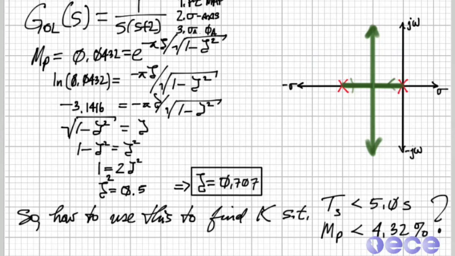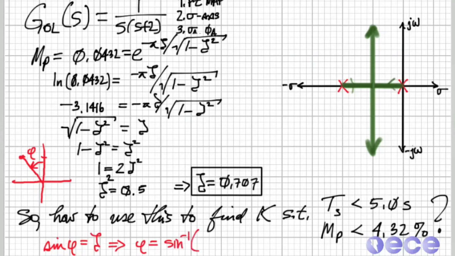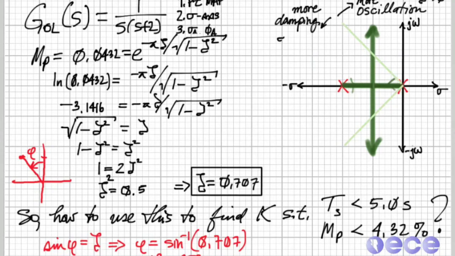And with this value of zeta, we know what our angle needs to be. So the arc sine of 0.707 tells me that the angle is going to be 45 degrees here. So anywhere inside of this region is going to give me happiness. As zeta tends to 0, I'll have more oscillation. As zeta tends to 1, I'll have more damping.